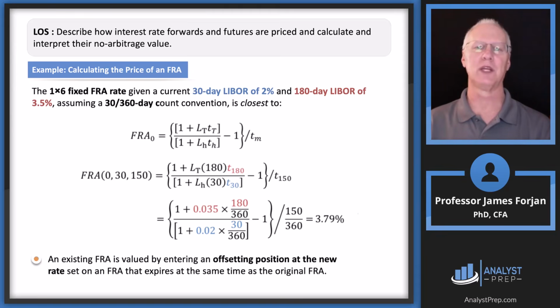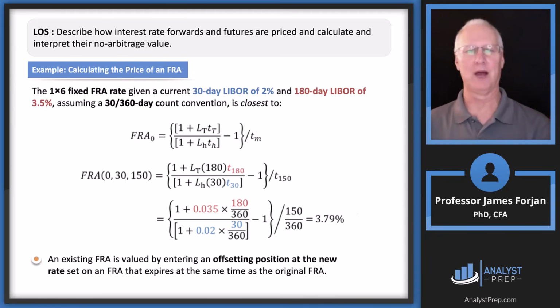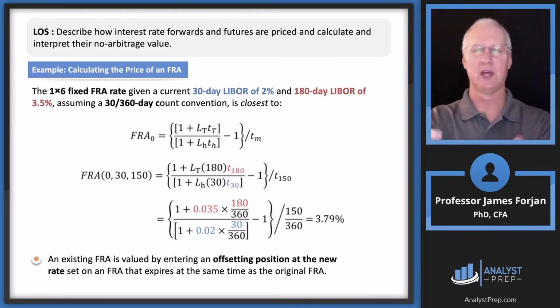So the first thing that we need to do is come up with this 1/6 fixed FRA rate. So what we're going to do is take 1.035 divided by 1.02. So those are given. Notice one is kind of blue, one is kind of red, so skim up and down. You'll see where those numbers go. There's the 180-day divided by 360 in the numerator. There's the 30-day divided by 360 in the denominator.